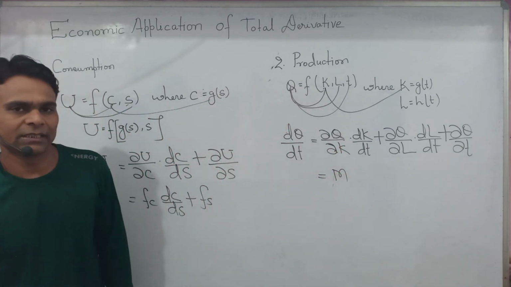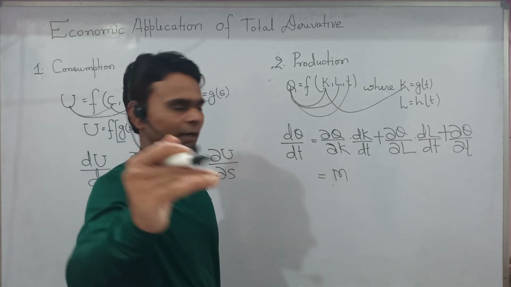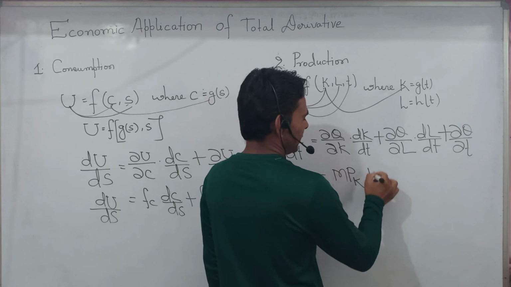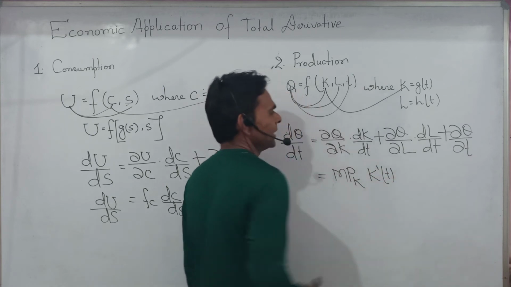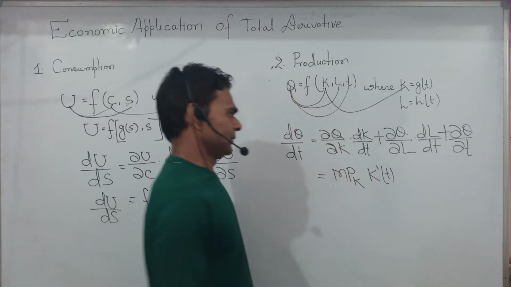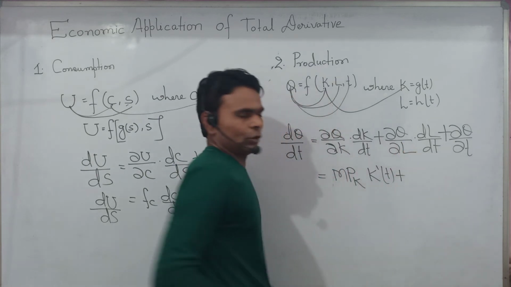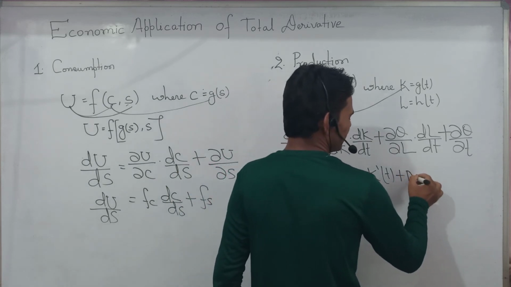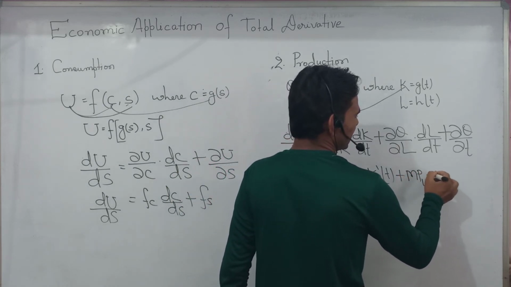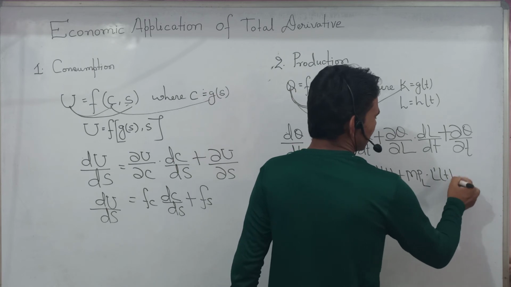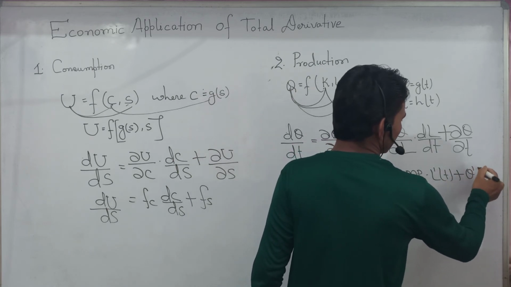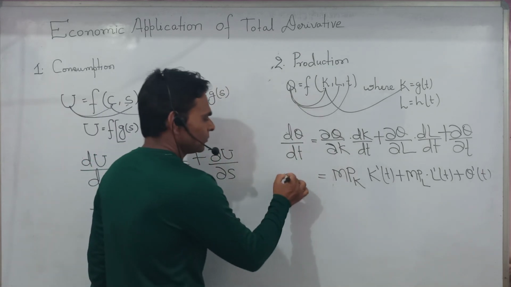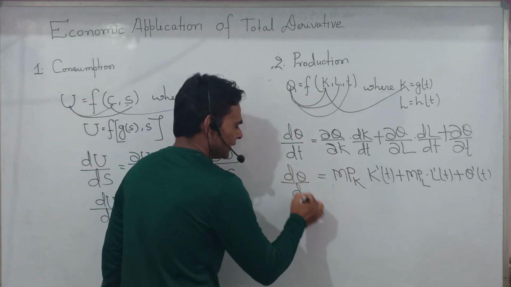If we take the partial derivative of the production function with respect to k, it gives us the marginal product of capital, times k dash t, which is the derivative of k with respect to t. Partial q by partial l denotes MPL, the marginal product of labor, times l dash t, plus q dash t, the derivative of q with respect to t. This is the formula for calculation of total derivative.